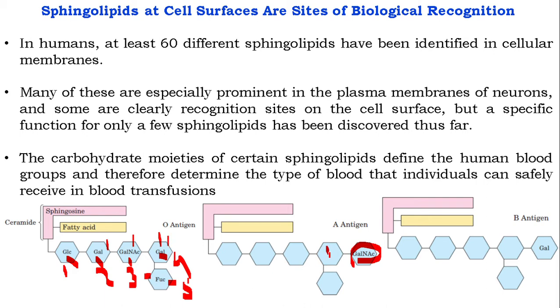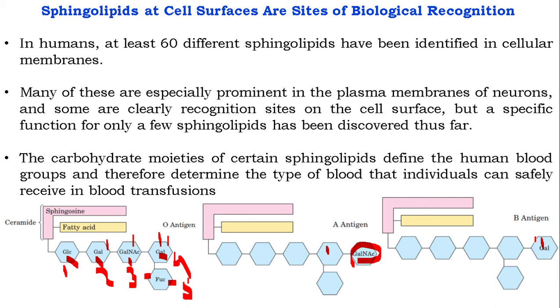To this galactose, if an N-acetyl galactosamine is added, that is antigen A. If you have that sugar on your lipids, on the plasma membrane of the RBC, we say you have A blood group. In that place, instead of N-acetyl galactosamine, if a galactose is added, then we say you have antigen B, you have blood group B. So this is the only difference between antigen A and antigen B.